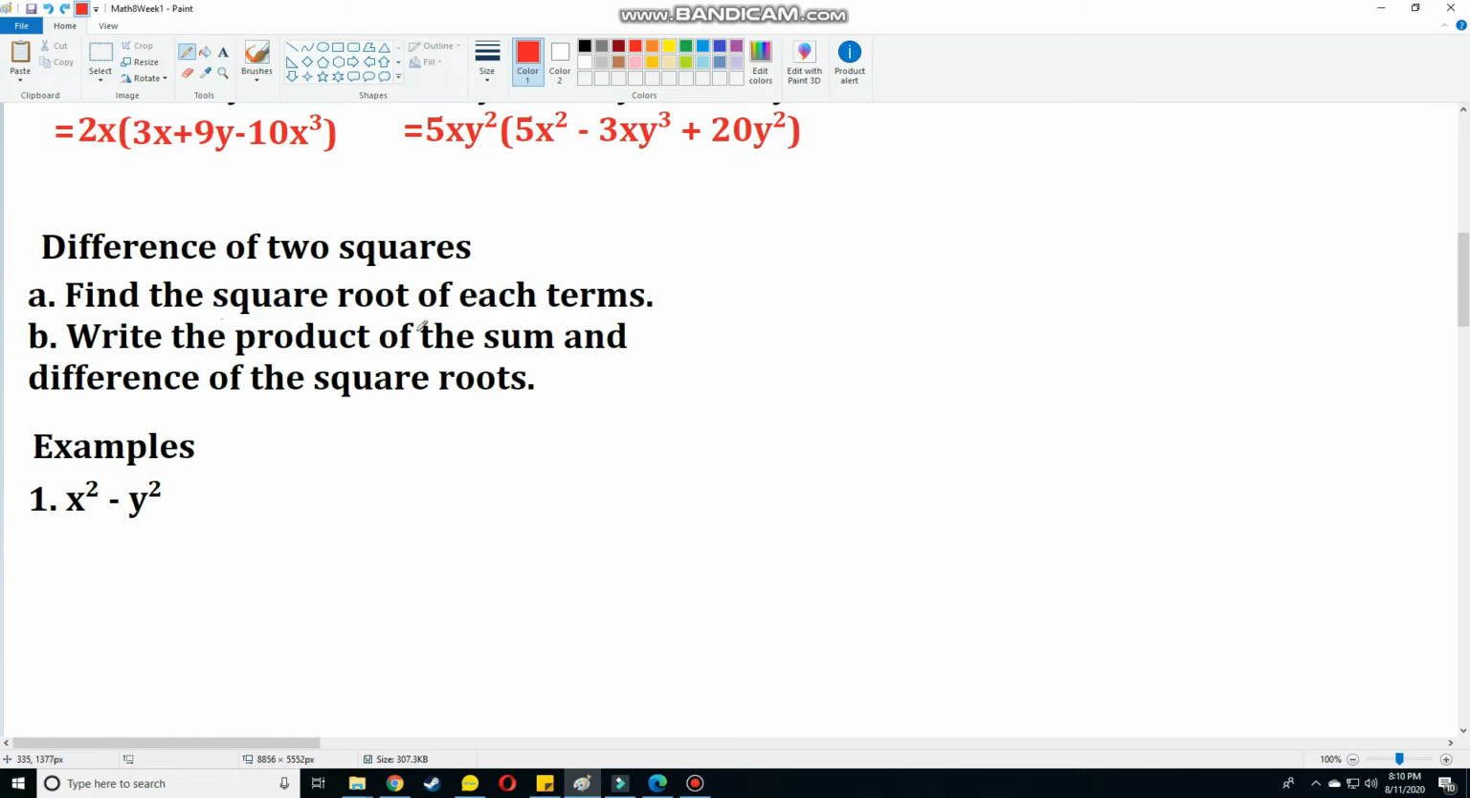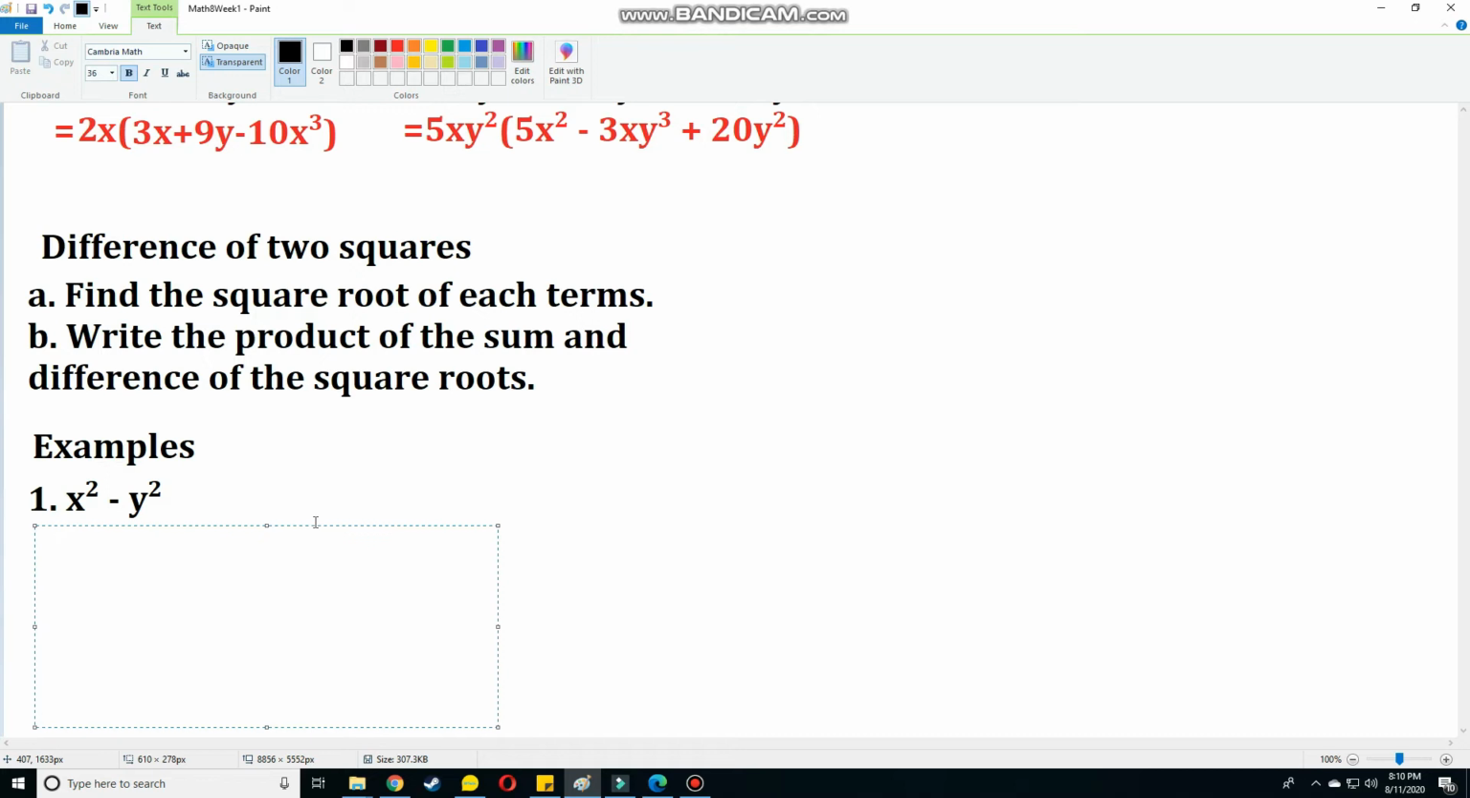Okay. Now, find the square root of each term. So, this is the first term. This is the second term. And let's find the square root. Okay? The root. Now, what's the square root of x squared? Square root of x squared, that would be simply x, right?